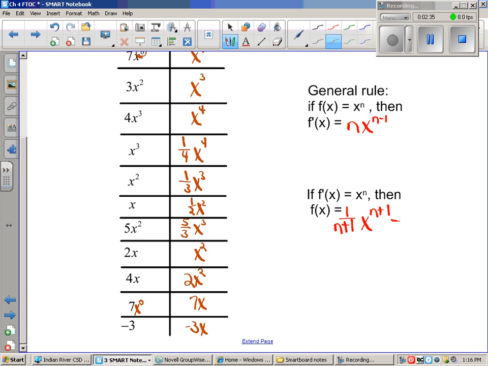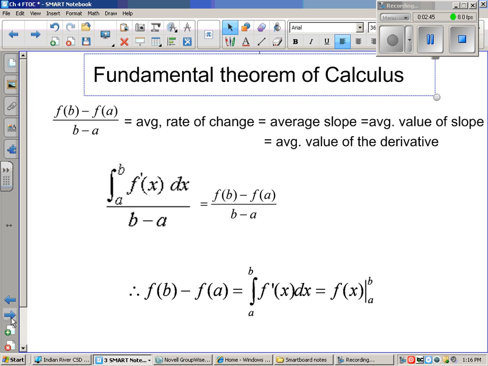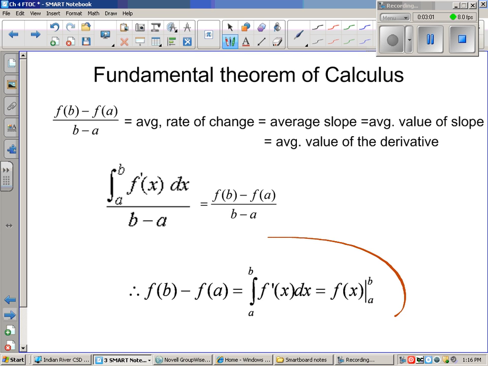Sometimes you'll see it like that, by the way, and sometimes you'll see it written in that form. Both mean exactly the same thing. And this is, in fact, the fundamental theorem of calculus. It is basically looking at that very thing, and this right down here is the fundamental theorem of calculus. Well, how did we get there?